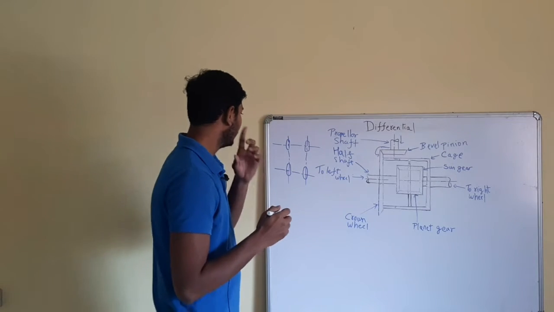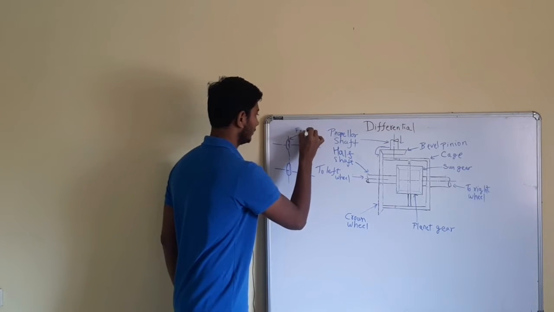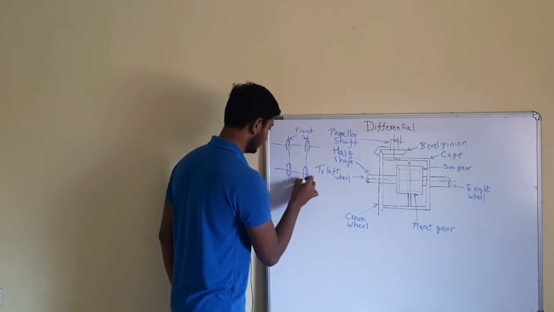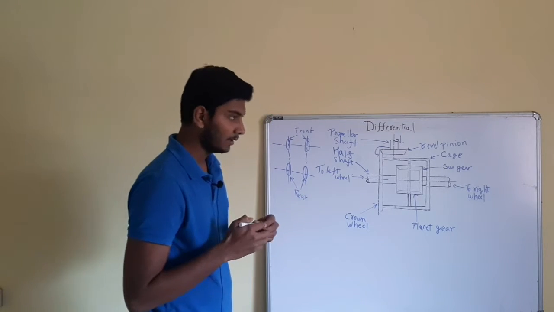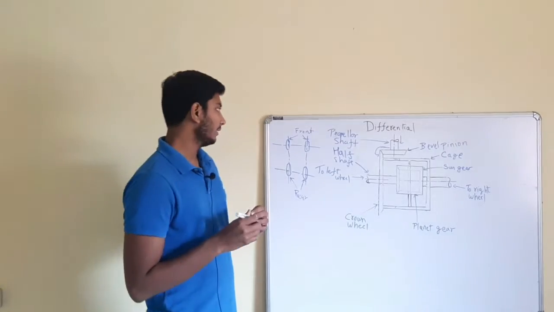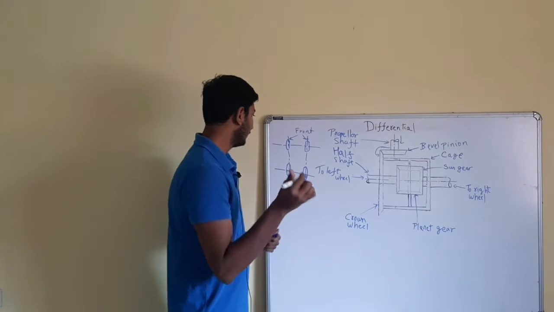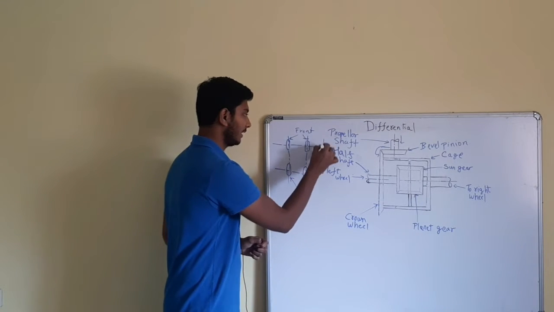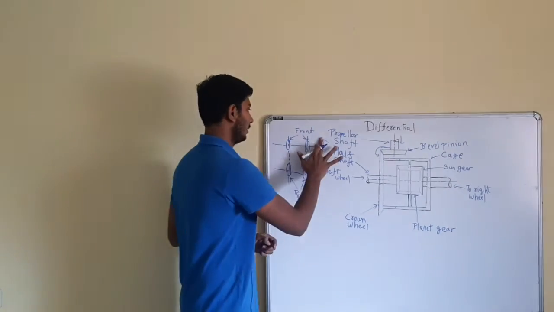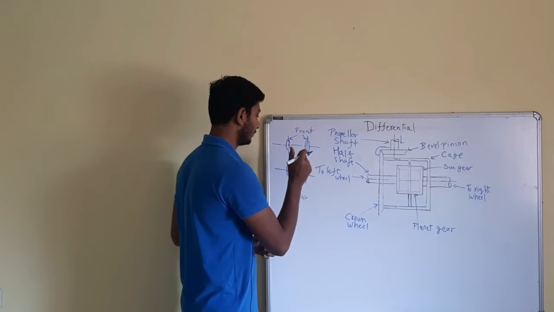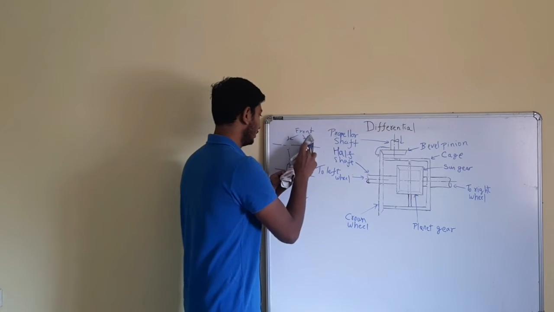So let's see. These are the four wheels. Let us assume that this is the front and these are the rear wheels. Generally the front wheels are used to steer in a vehicle. In this case the vehicle is traveling in the straight direction, so there is no turning of wheels. Now if we are about to turn our vehicle in the left direction, then what will be the case?